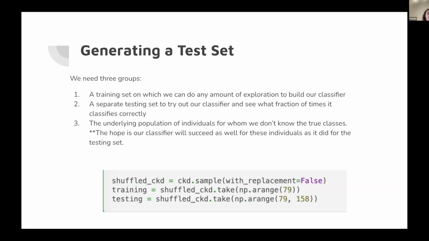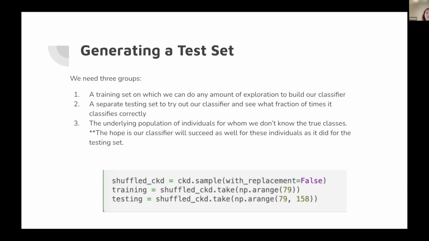And then we're obviously going to need a separate set of individuals whose diagnosis status we don't know. That way we can use the classifier to guess, ideally guess correctly, as it did for the training set. So you can see the code down here. I wanted to give an example so you can see what I mean.